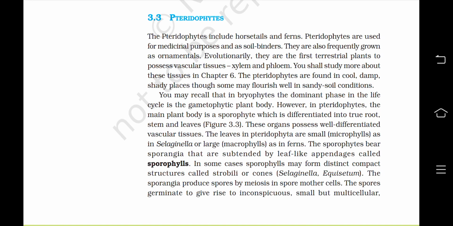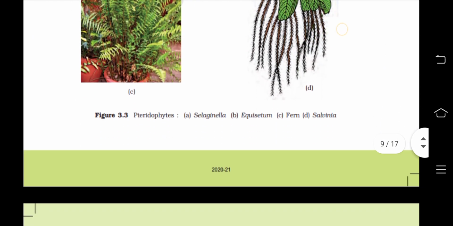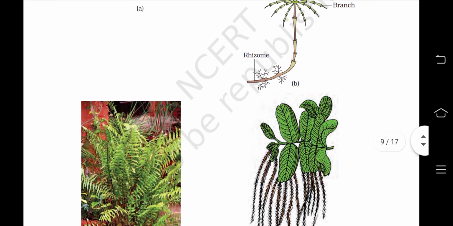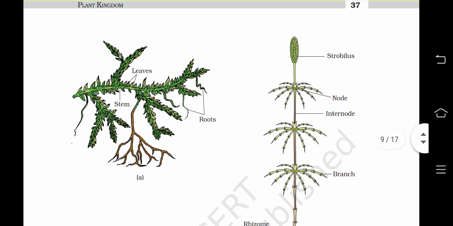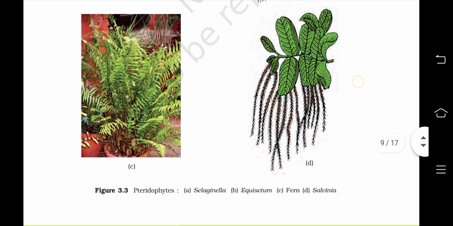Figure 3.3. Let's look at Figure 3.3. We have Selaginella A, equisetum B, fern C, and salvinia D. So A is Selaginella, B is equisetum, C is fern, and D is salvinia.